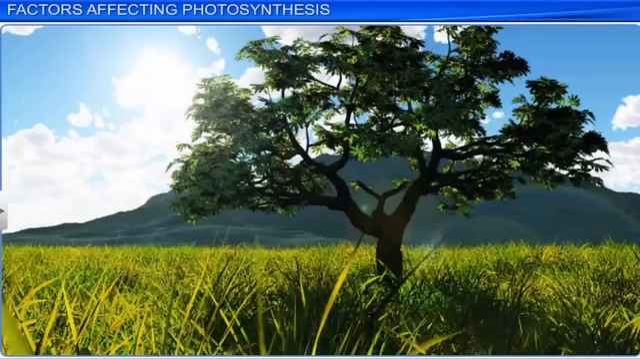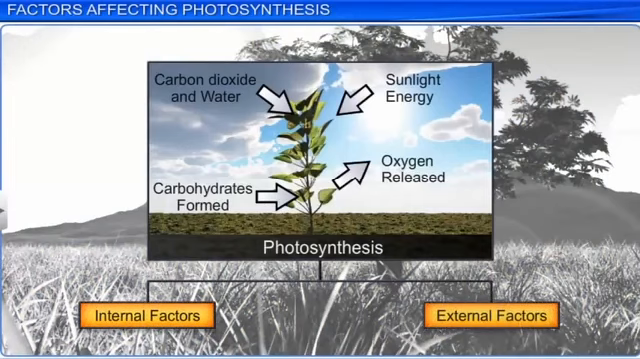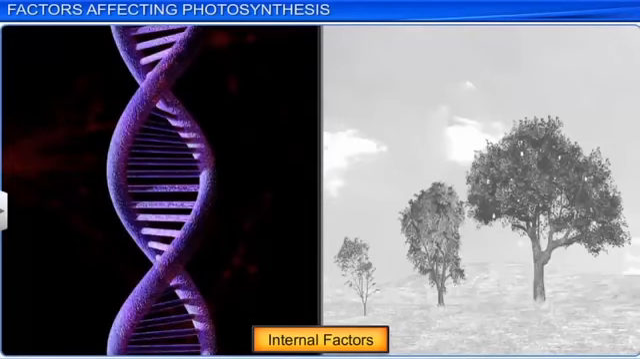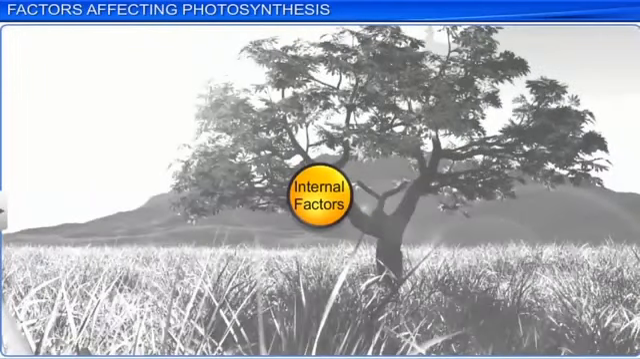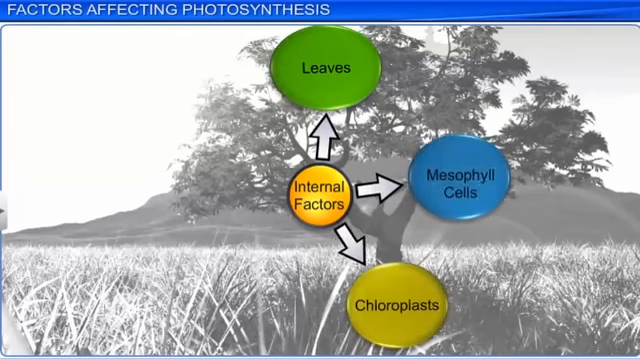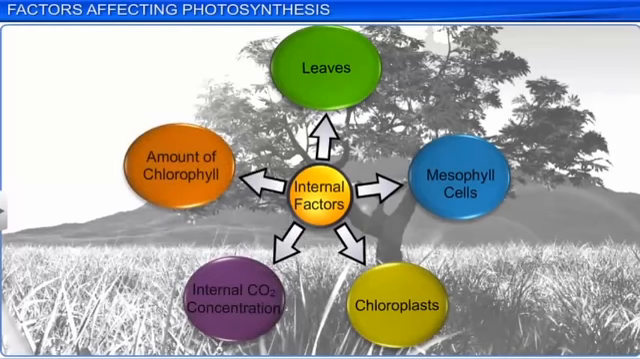yield. The yield of a plant is determined by photosynthesis, a physiochemical process influenced by several internal and external factors. Internal factors, also known as plant factors, are determined by the plant's genetic makeup and its growth. Factors such as the number, size, age, and orientation of the leaves, mesophyll cells, chloroplasts, internal CO2 concentration, and the amount of chlorophyll are the internal factors that affect photosynthesis.